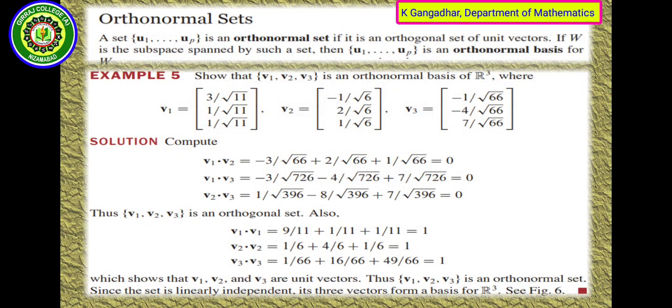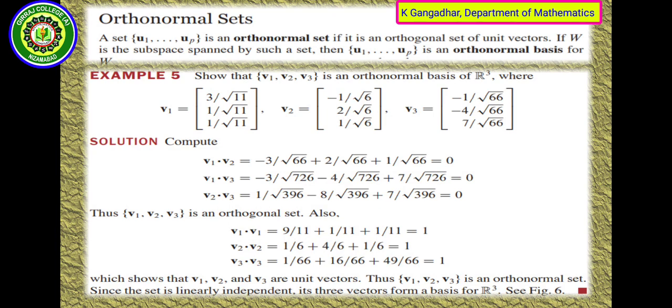Now the orthonormal set. The definition first: orthogonal set. If u dot v, the inner product of two vectors, equals 0, then we say that u and v are orthogonal. The orthogonal set definition is: in a set, if each pair of distinct vectors is orthogonal, then that set is called an orthogonal set.